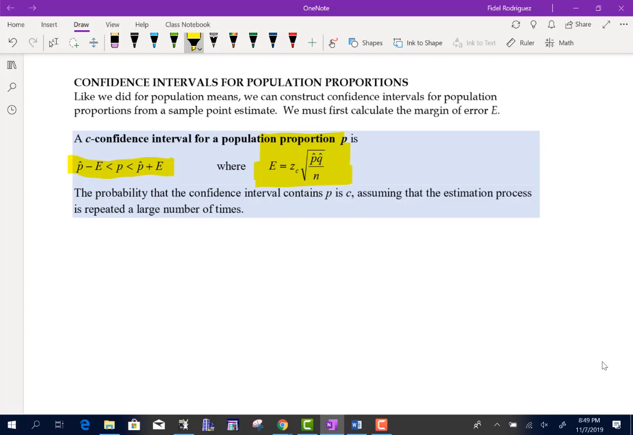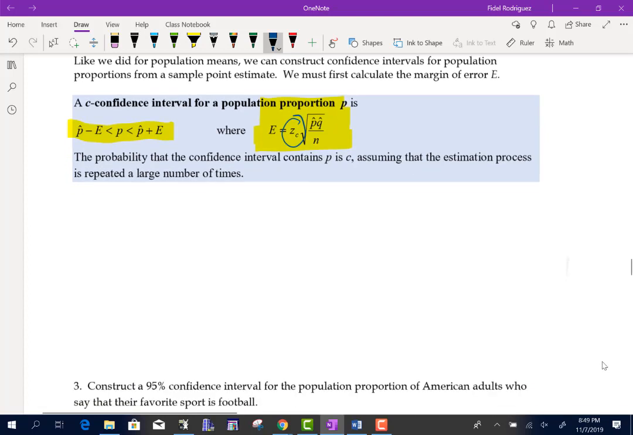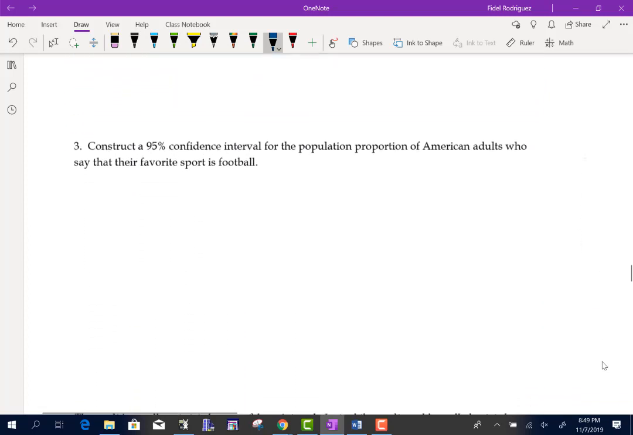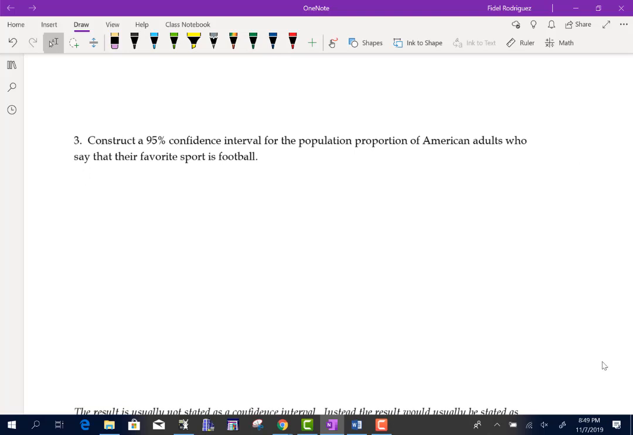It says the probability that the confidence interval contains P is C, assuming the estimation process is repeated a large number of times. Guys, one thing I want you to notice, what's the variable that we have right here? ZC. Isn't that what we did today on our quiz? Wasn't that question number 1? Okay, so let's take a look at question number 3.